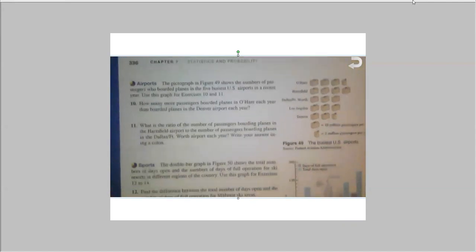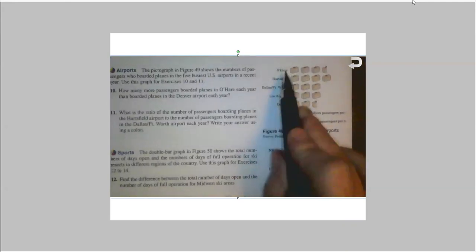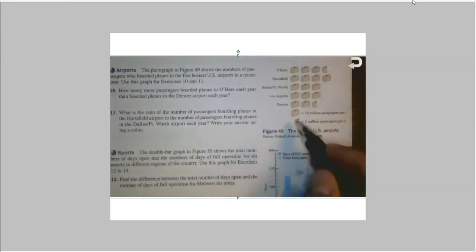All right, so this next one is an example of a pictograph. It's a graph that involves pictures. So this shows the number of passengers who boarded planes in the 5 U.S. airports in a recent year. All right, so let's take a look at, we've got different airports we're comparing. This is what we call the key. This is important to us because it shows us what this picture represents. One suitcase represents 10 million passengers. I think that was going to say per year. So 10 million passengers.